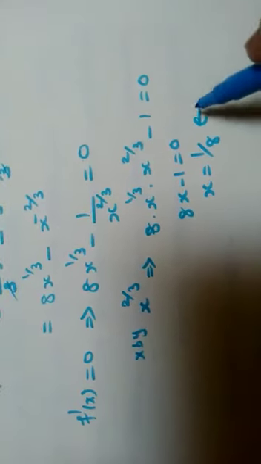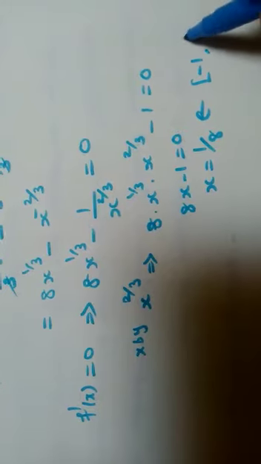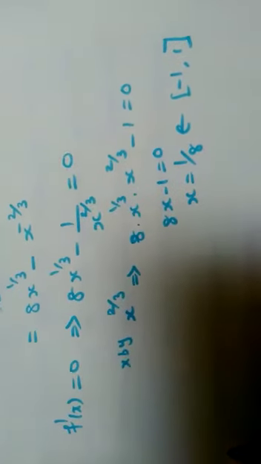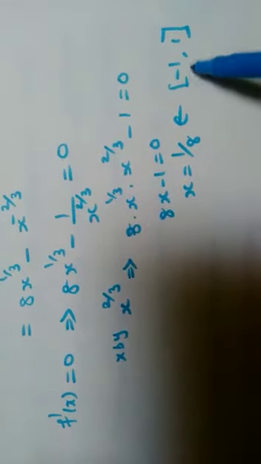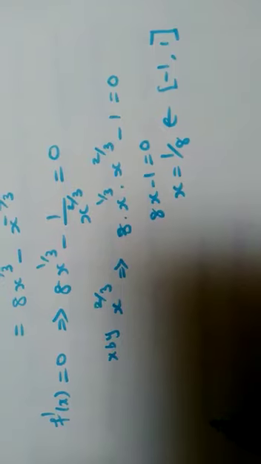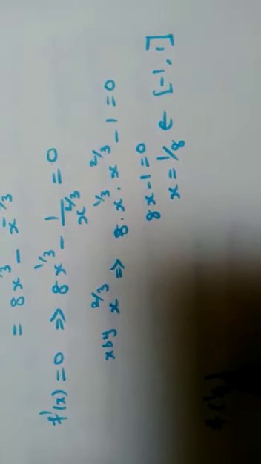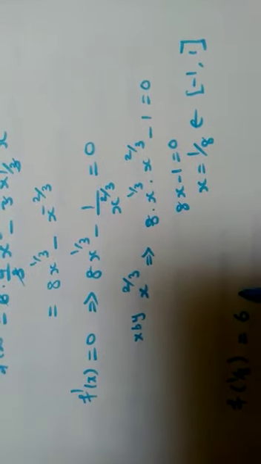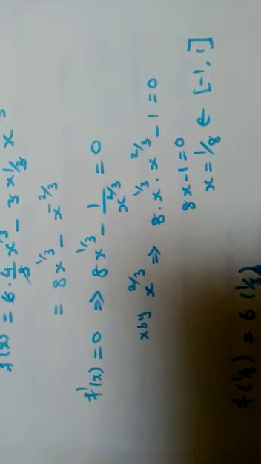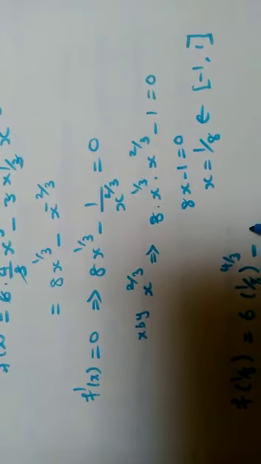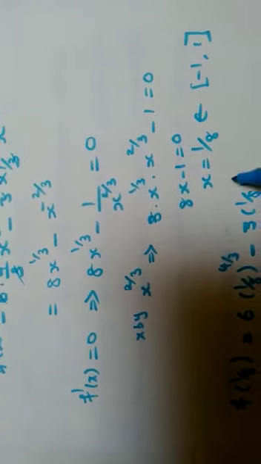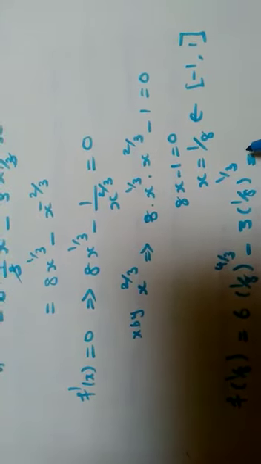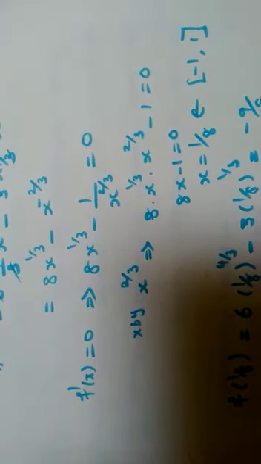That belongs to the given interval [-1, 1]. So next we are going to find the absolute maximum and absolute minimum. Before finding them, we find the values at the three points. First, f(1/8) = 6 into (1/8)^(4/3) minus 3 into (1/8)^(1/3). If you simplify this, you get the answer minus 9/8.